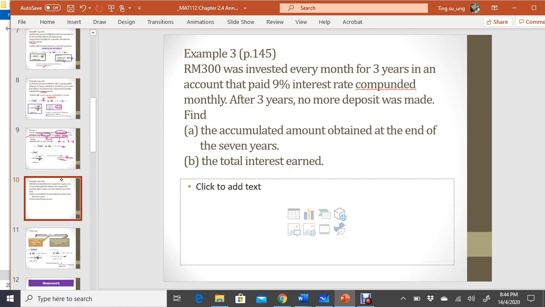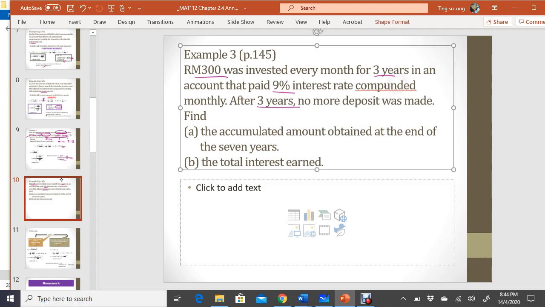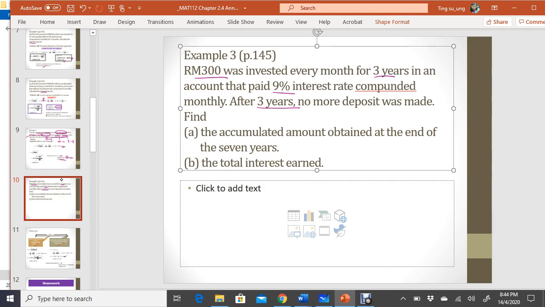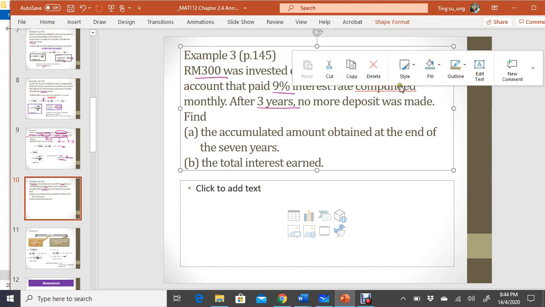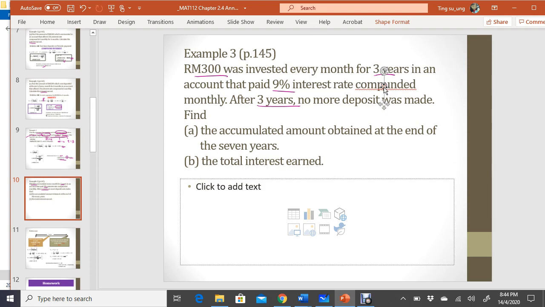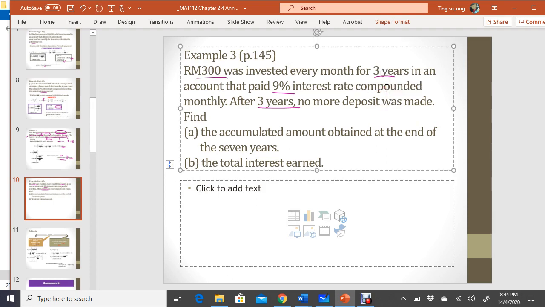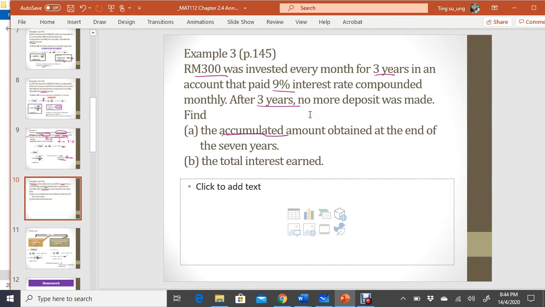How about example 3? You look into example 3, it is stated on your page 145 or so. 300 was invested every month for 3 years in an account that paid 9% interest rate compounded monthly. After 3 years, no more deposit was made. So find the accumulated amount obtained at the end of 7 years. It already tells you this is about annuity.